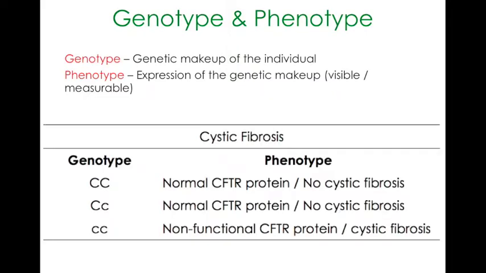Okay, so if we were to look at an example with cystic fibrosis, our genotype is the actual letters, the genetic component themselves. That particular gene that determines that CFTR protein is called the genotype. And you can see here there are a few different genotypes of this particular trait: capital C capital C, capital C lowercase c, and lowercase c lowercase c. So both your alleles, the combination of them, forms the possible genotypes for cystic fibrosis.